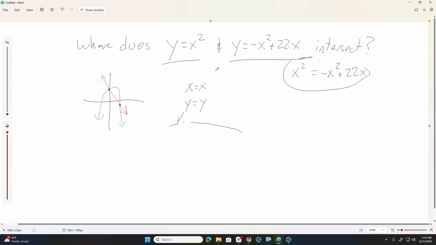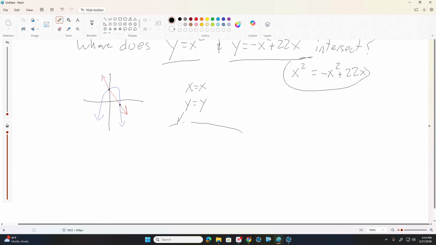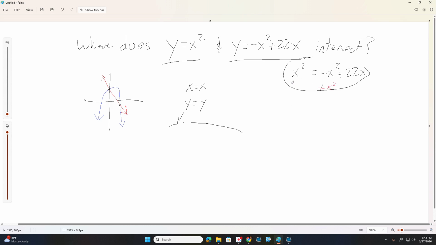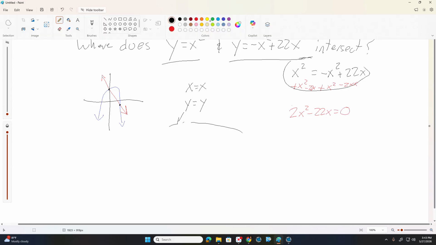Well, we're going to solve it. How are we going to solve it? I like to use different colors. Let's move everything to one side. I'm going to add x squared to both sides. I'm also going to subtract 22x from both sides. So x squared plus an additional x squared is going to give me 2x squared, minus 22x, all of that equaling 0.